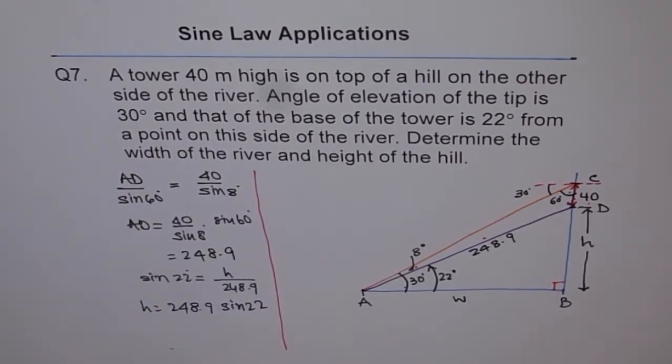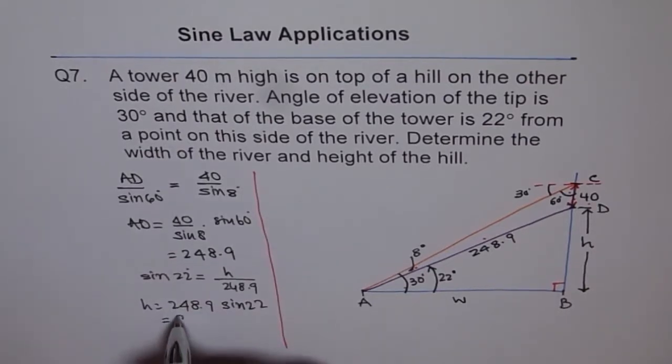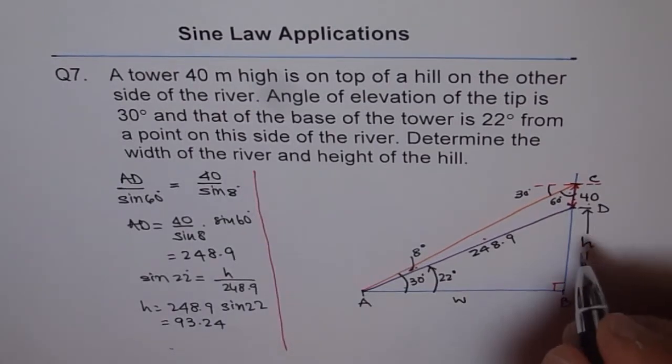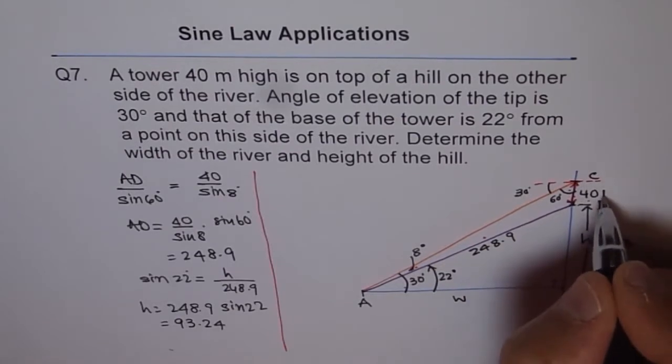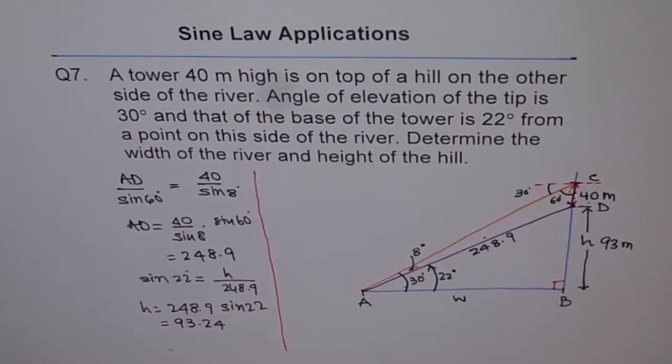So let's figure that out. Let's multiply by sine of 22, right? And we get 93.24. So that is 93.24, right? We can round this to 93 meters. All the units are in meters. So let's write down 93 meters.